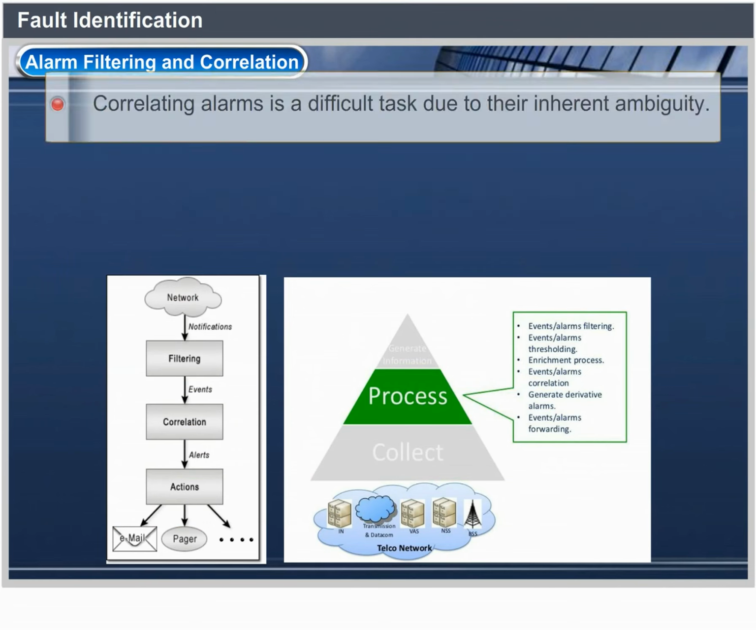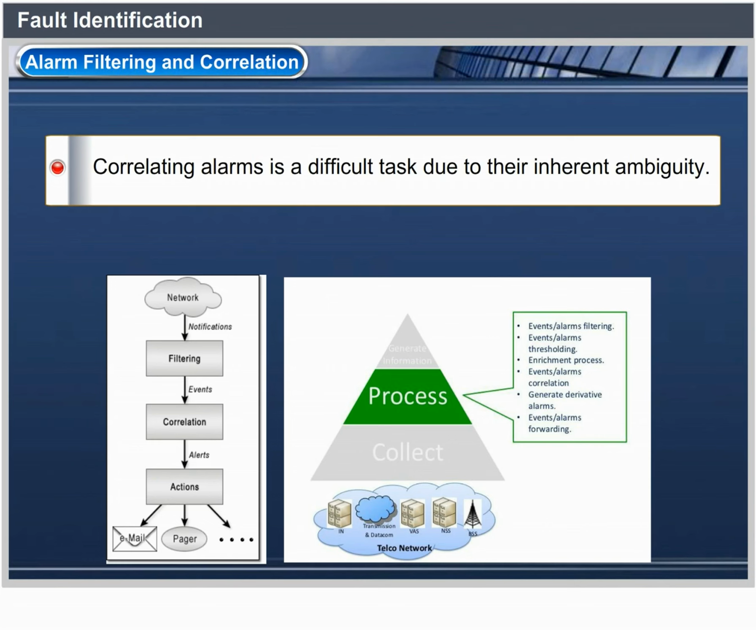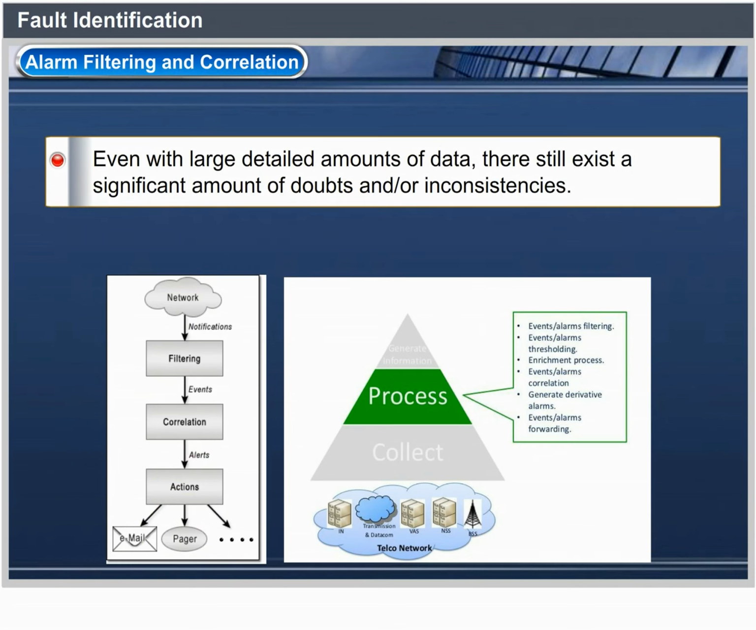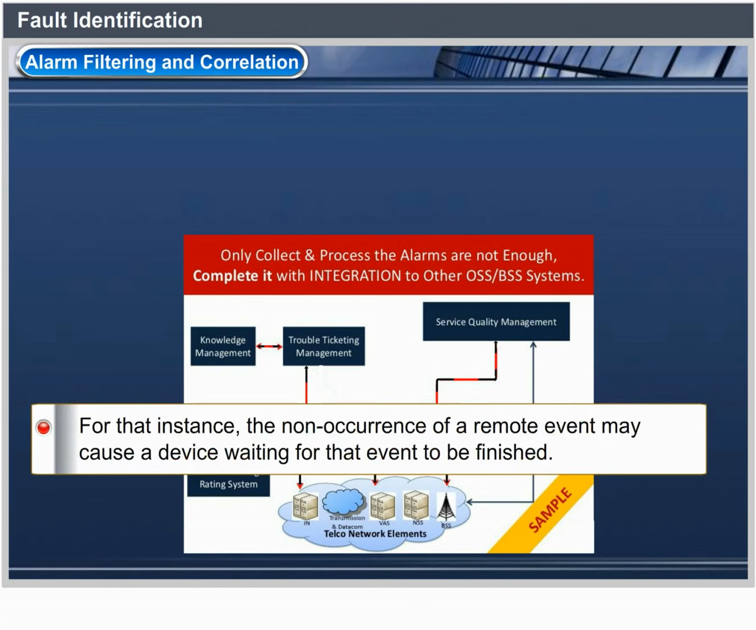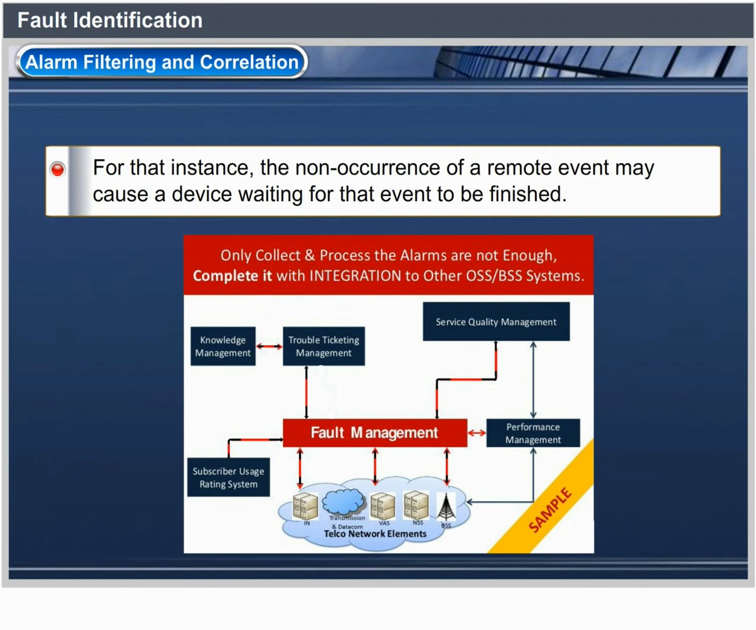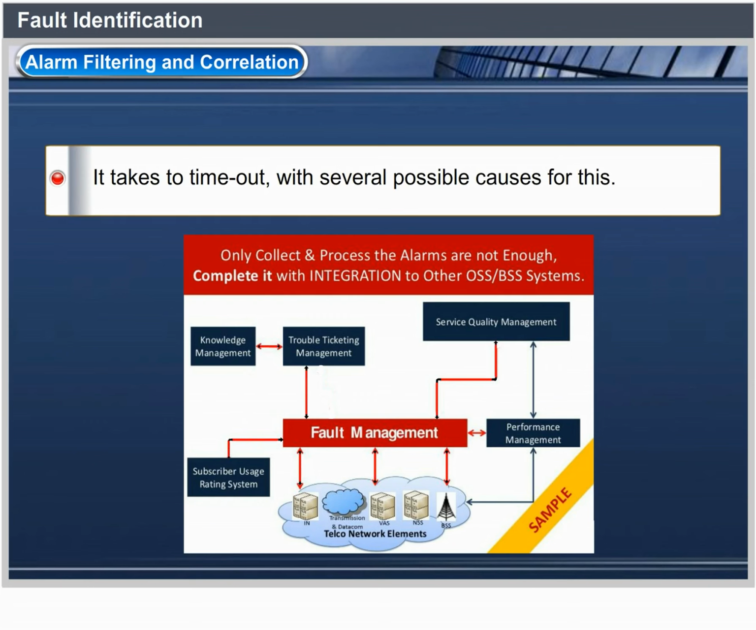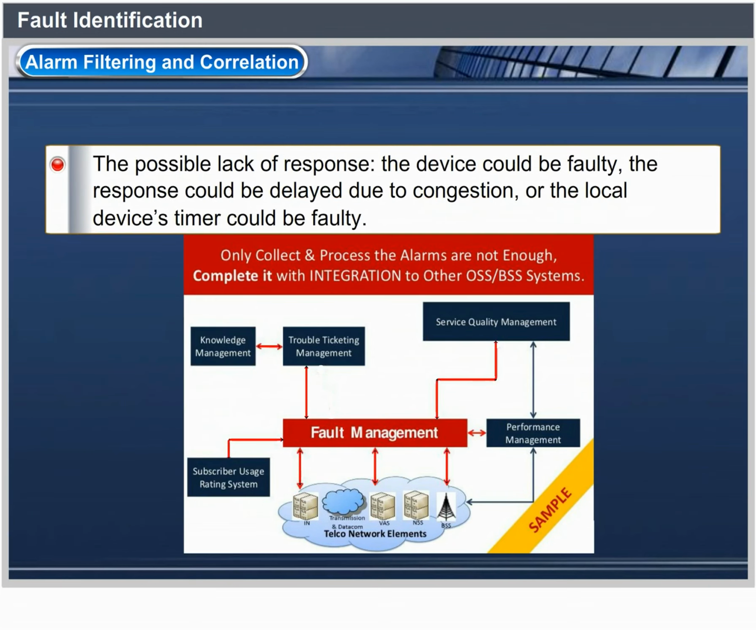Correlating alarms is a difficult task due to their inherent ambiguity. Even with large, detailed amounts of data, there still exists a significant amount of uncertainties and/or inconsistencies. In many cases, there is more than one reasonable explanation for the underlying cause of a group of alarms. For instance, the non-occurrence of a remote event may cause a device waiting for that event to time out, with several possible causes for this possible lack of response: the device could be faulty, the response could be delayed due to congestion, or the local device timer could be faulty.